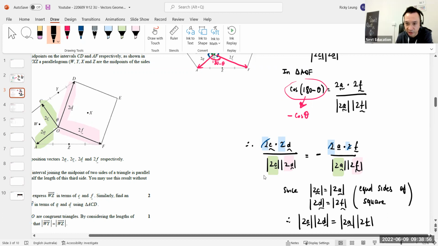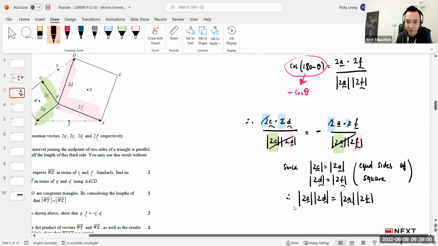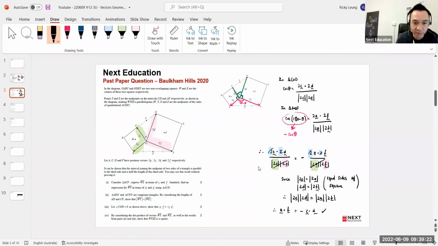Therefore, these guys essentially cancel out, and I have, do I have any more vertical space? Yes, I do. Therefore, C dot D equals negative. Oh, they want me to do it the other way around. So I'm just going to copy paste the negatives on the other side. So A dot F equals negative C dot D. Done. So that was question part 3 for 2 marks.